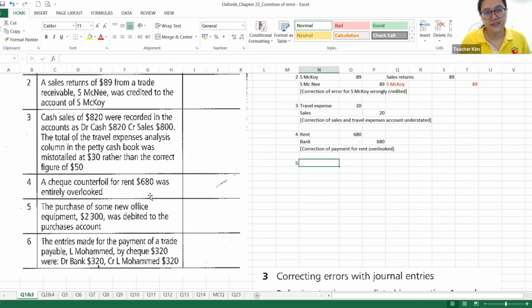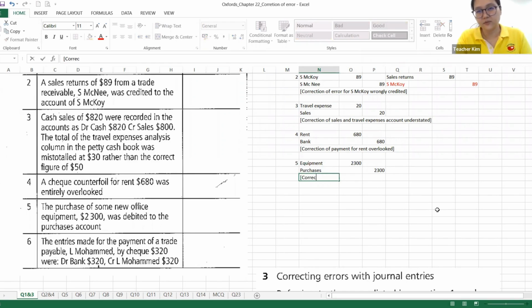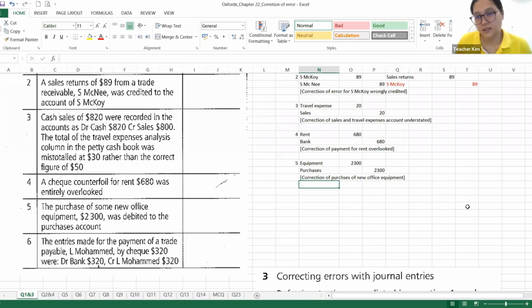Now, question 5. We should debit the office equipment. So we debit equipment and credit the purchases account because the purchases account is the wrong account. So the narrative that we can put is correction of purchase of new office equipment. So this one can, okay.